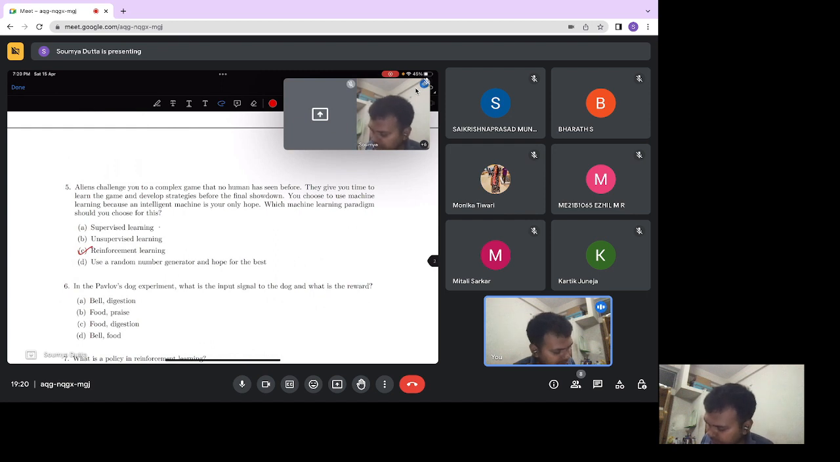You can't use supervised learning because no human has played it before. Unsupervised learning is different from reinforcement learning in the way that you have some amount of feedback in reinforcement learning, but in unsupervised learning you have no feedback at all. Okay, so reinforcement learning is the correct option here, and use a random number generator and hope for the best is of course not a correct answer.